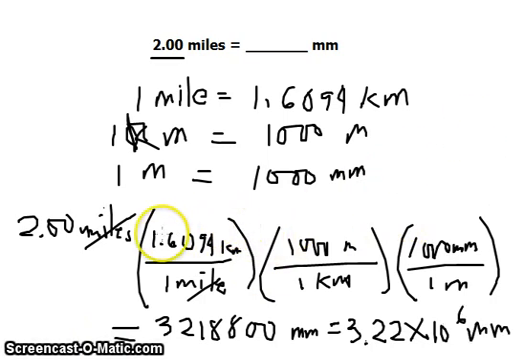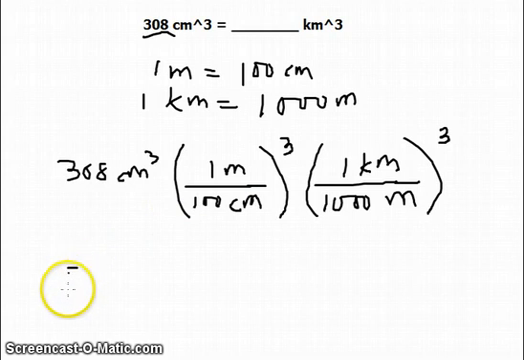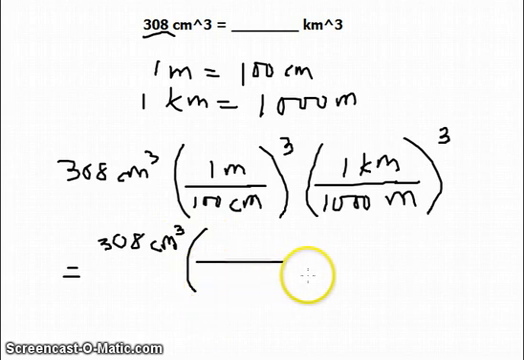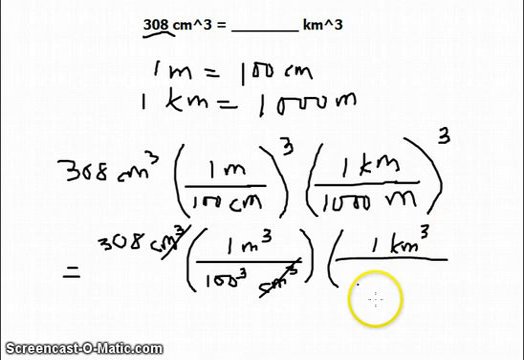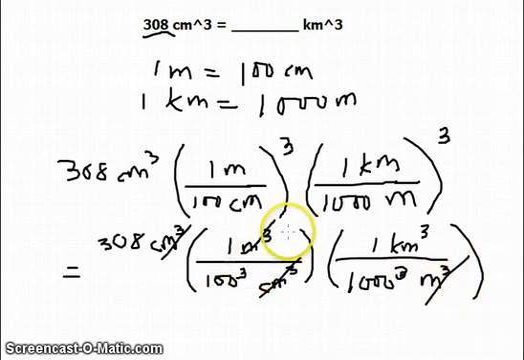Let's transform this equation and perform this operation here so that it would be more understandable. So we have 308 cubic centimeters, and then 1 cubed is just 1, and 100 cubed, and the centimeters would be cubed. So that unit would cancel out. Then 1 cubed is just 1, that would be cubic kilometers, and this one would be 1,000 cubed, and the unit there is meters cubed. So meters cubed would cancel.